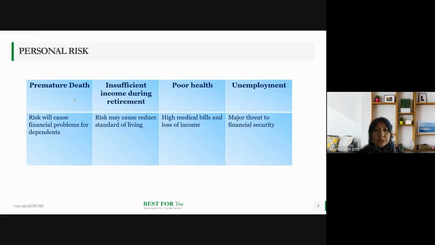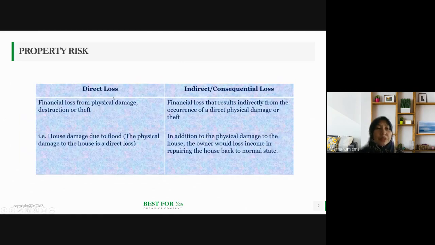This one is personal risk. The second one is property risk, risk that happens to our property. Okay, there will be a financial loss. What is a direct loss or property risk? Property risk has two types: direct loss and indirect loss.